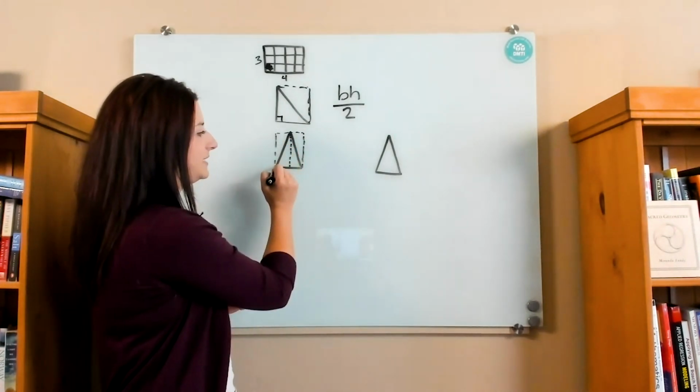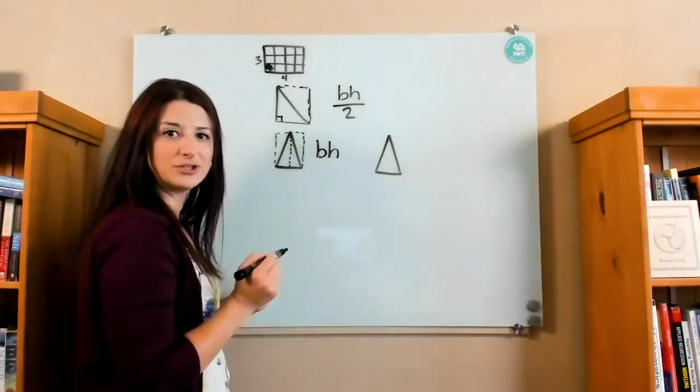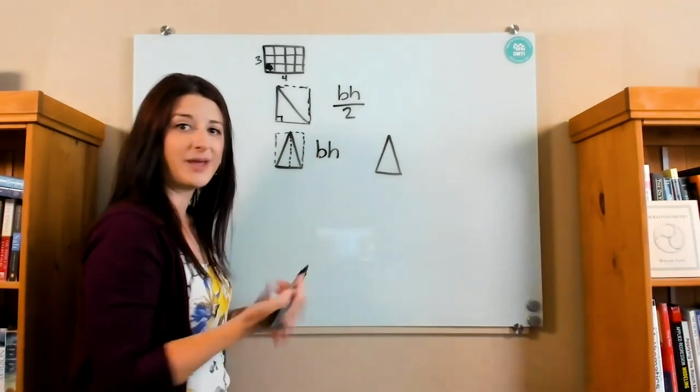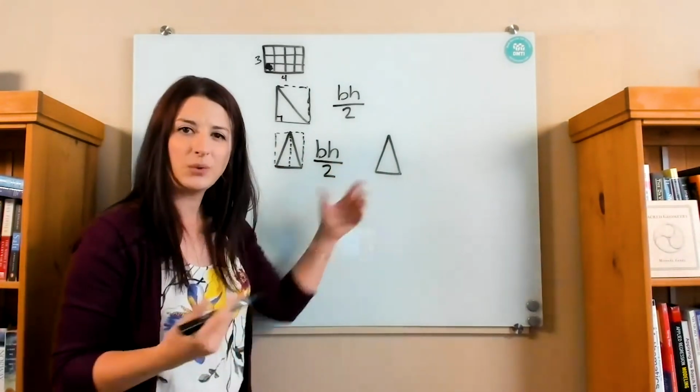So we still have this idea of my base times my height. But to get back to that original isosceles triangle, it's really only half the space. So I'm going to divide it by 2. The isosceles, though, there's another really cool way to do this.